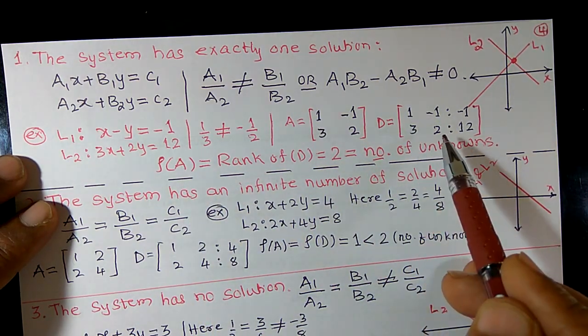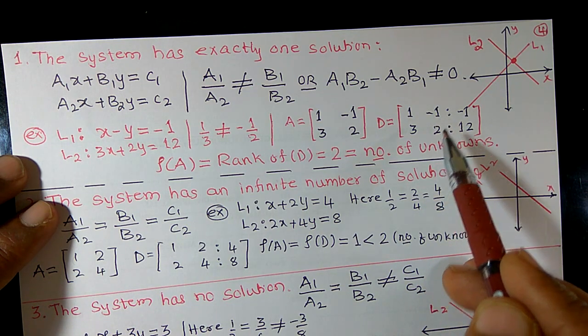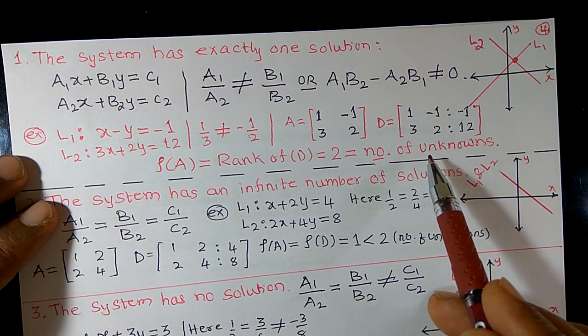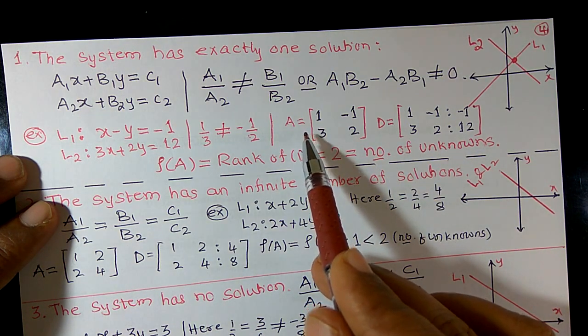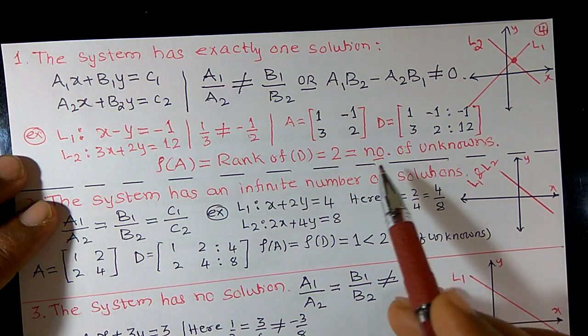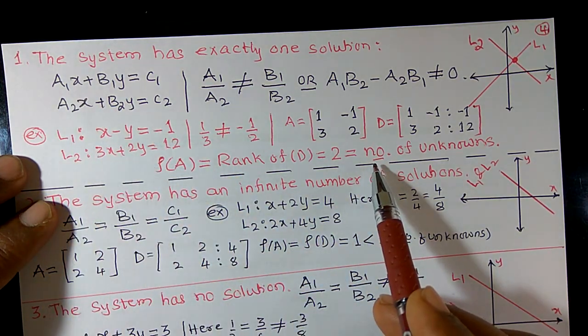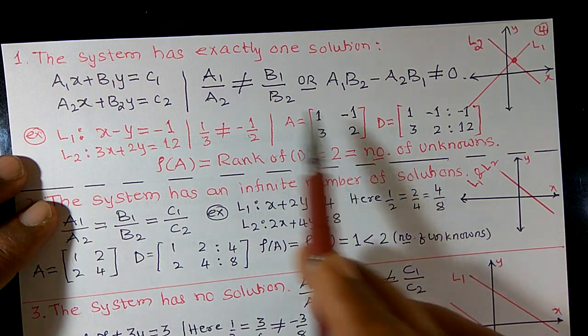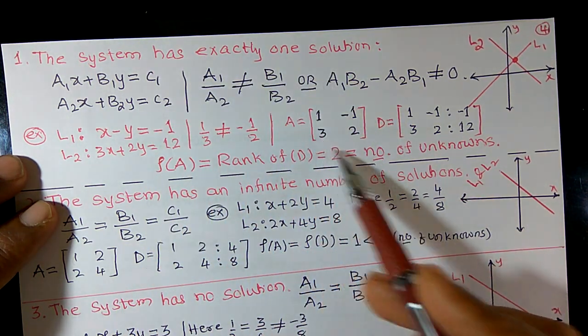And similarly 1 into 2 minus of minus 3 into 1. Again it is a non-zero determinant of order 2. So therefore rank of A is 2 and rank of D is 2. And how many unknowns are there? 2 unknowns, namely x and y. That is equal to the number of unknowns. So therefore the system of equations has exactly one solution.